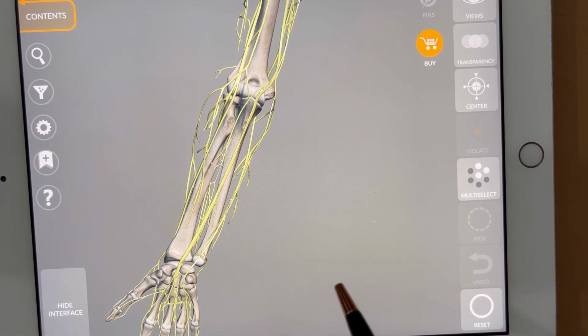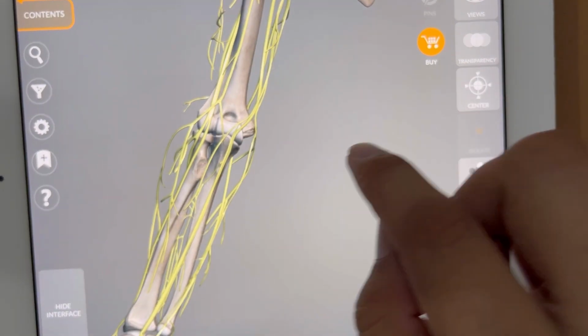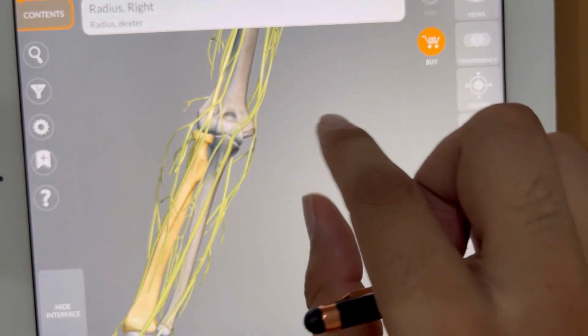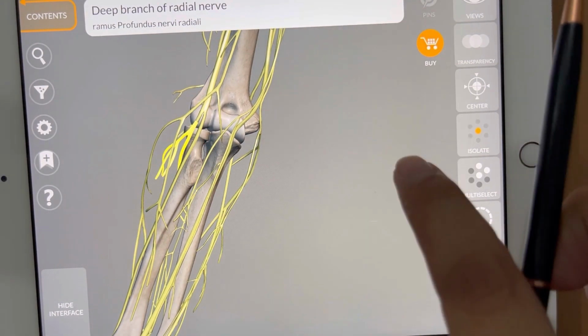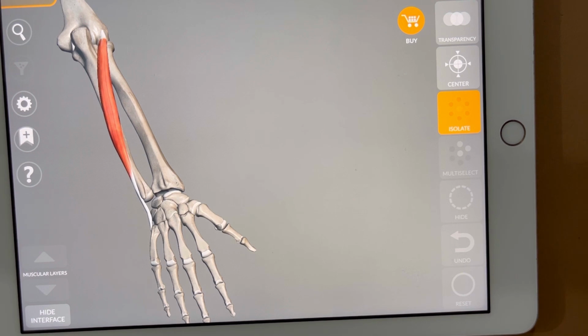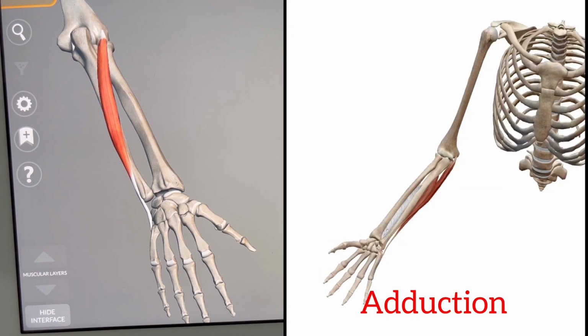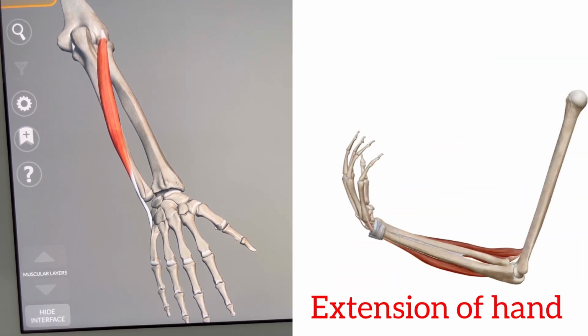Student, moving toward the innervation of the extensor carpi ulnaris muscle. So this muscle is innervated by the deep branch of the radial nerve. This is the deep branch of the radial nerve. Student, the action of the extensor carpi ulnaris muscle is the adduction and the extension of the hand at the wrist joint.